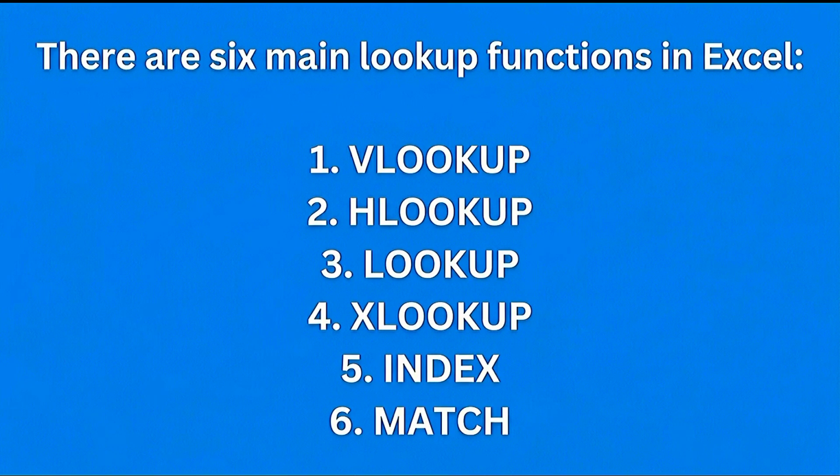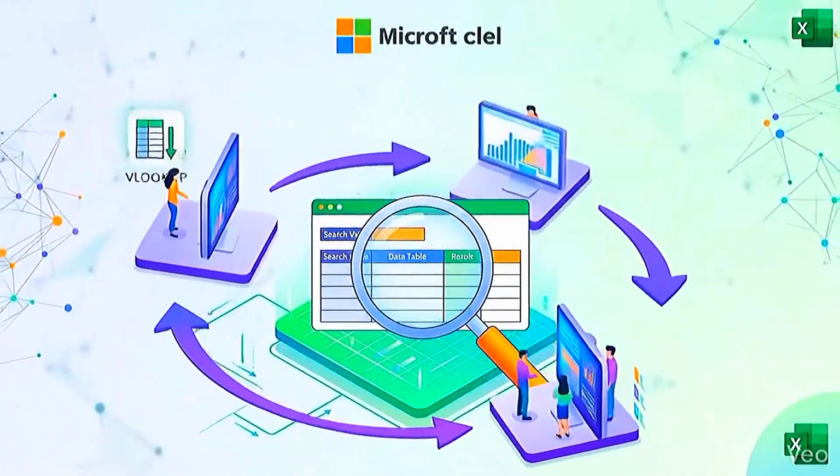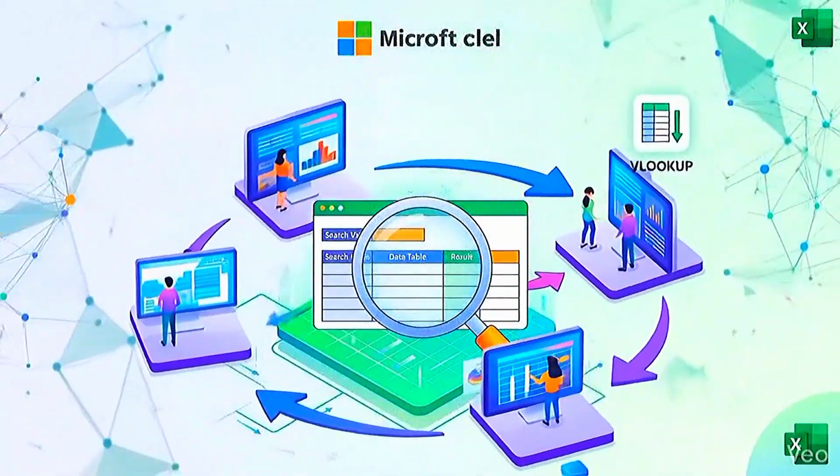In Excel, there are 6 types of these lookup functions. Namely, we have the VLOOKUP, also known as the vertical lookup function, the HLOOKUP, also known as the horizontal lookup function. We have the XLOOKUP function, we have the lookup function, we have the index function, and we have the match function. For this video, we're going to be focusing on 4 out of the 6 of these lookup functions because of the version of Excel that I'm working with.